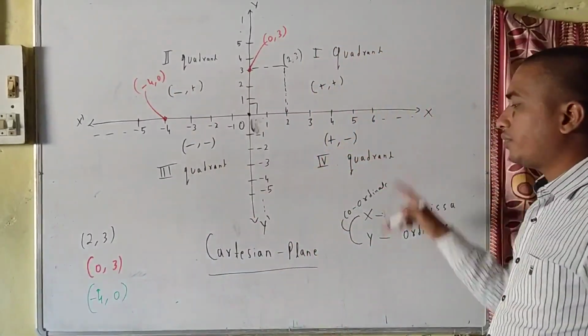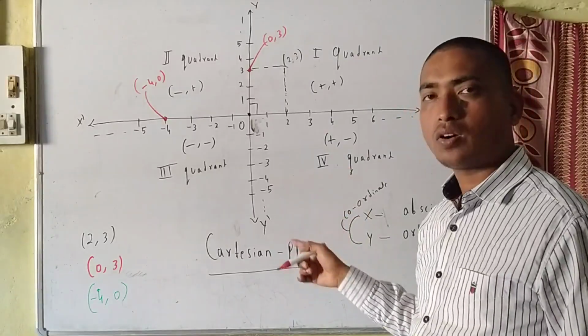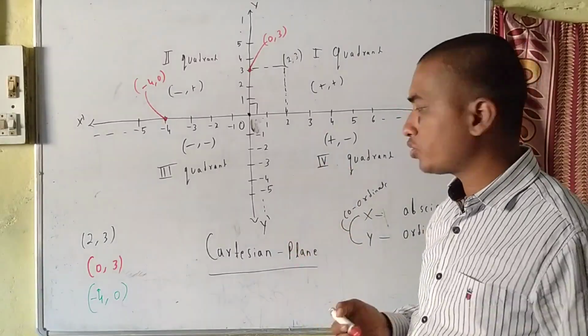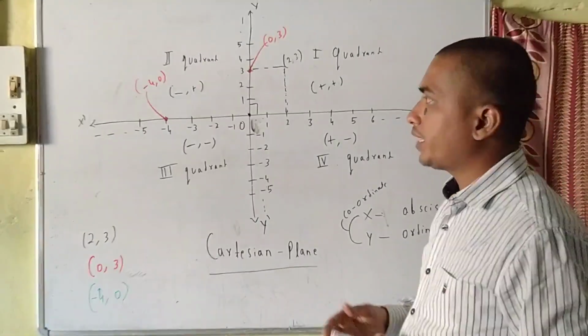Here this is our Cartesian plane, or we can say the coordinate system of our geometry, a part of coordinate geometry. That's all in my demo video.